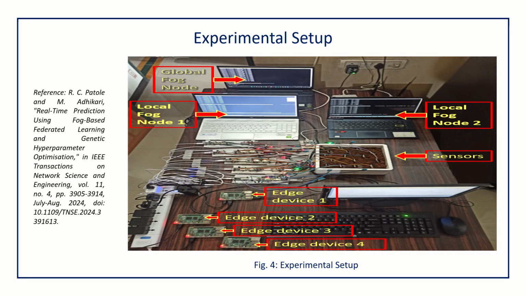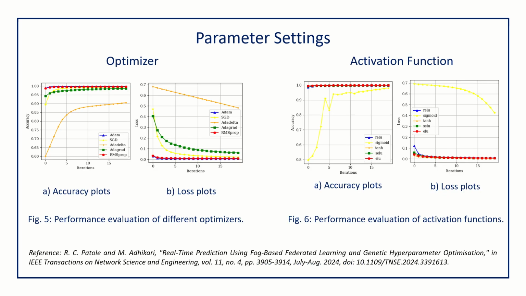Figure shows the experimental test bed setup, which consists of the global fog node, the local fog nodes, edge devices, and the sensors deployed for data collection. We now move on to the parameter settings. Since optimizing all the hyperparameters can be computationally expensive, for experimental purposes we only optimize two hyperparameters, that is the learning rate and batch size. The other hyperparameters are experimentally set by doing a thorough performance analysis.